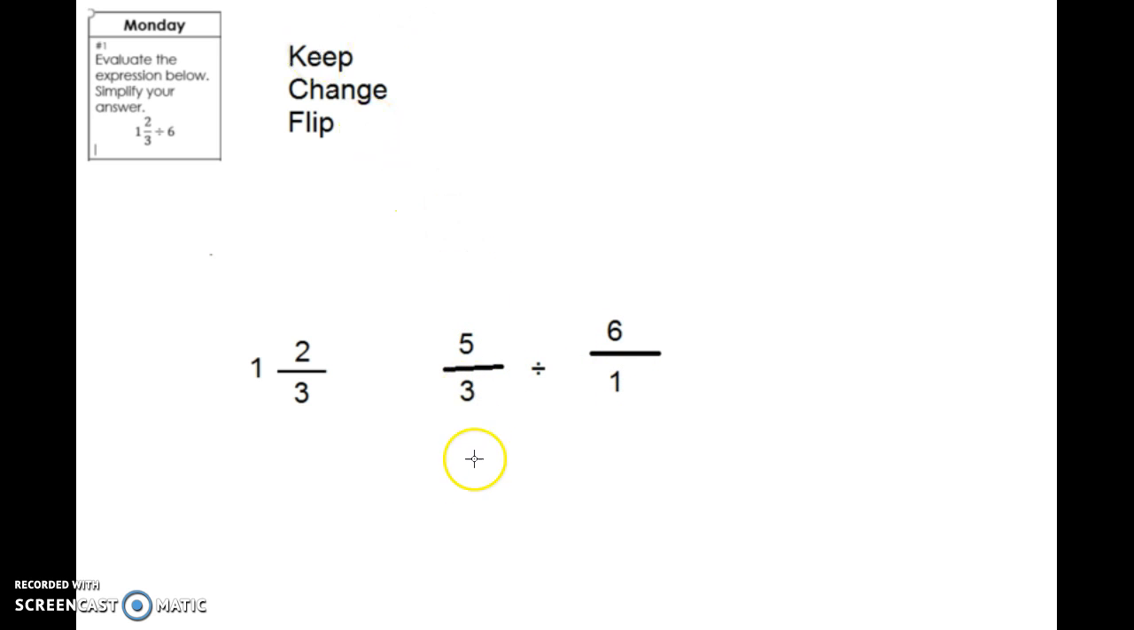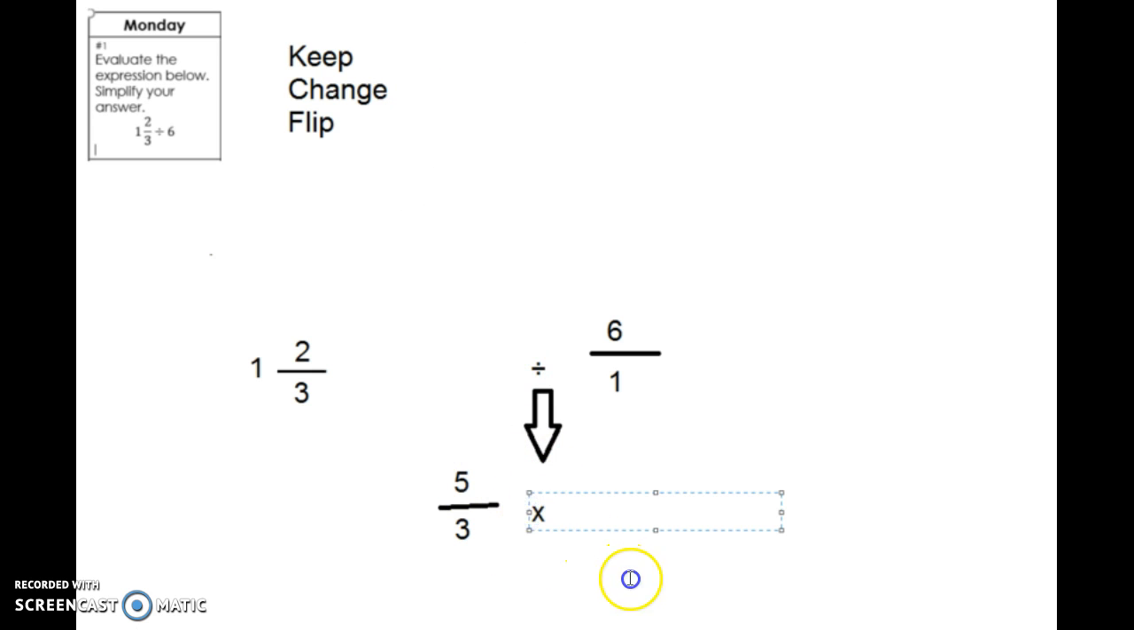So we're going to keep this first one, like I said up here. We're going to change our sign. So I'm going to keep this down here. I'm going to change this to what? Multiplication. And then I'm going to flip this one. So if I flip 6 over 1, it's going to be 1 over 6, right? Alright, and the rest I'm going to leave up to you guys to figure out. Just multiply it across. You should be good.